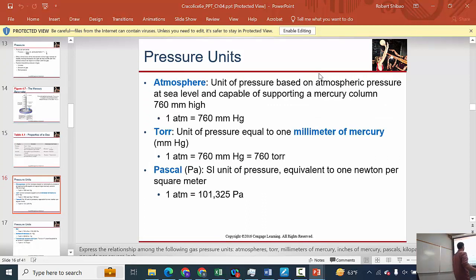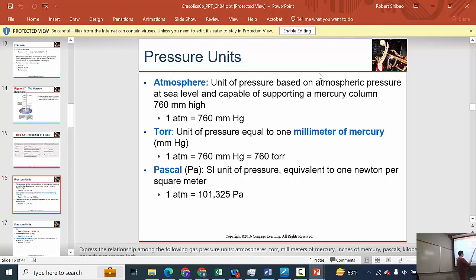If you were to buy a tank of helium, you want to know what the pressure is. And so here we have atmospheric pressure. This is normal atmosphere. 1 atmosphere is the unit of pressure based on atmospheric pressure at sea level and capable of supporting a mercury column 760 millimeters high. So 1 atmosphere is equal to 760 millimeters. This is exact.